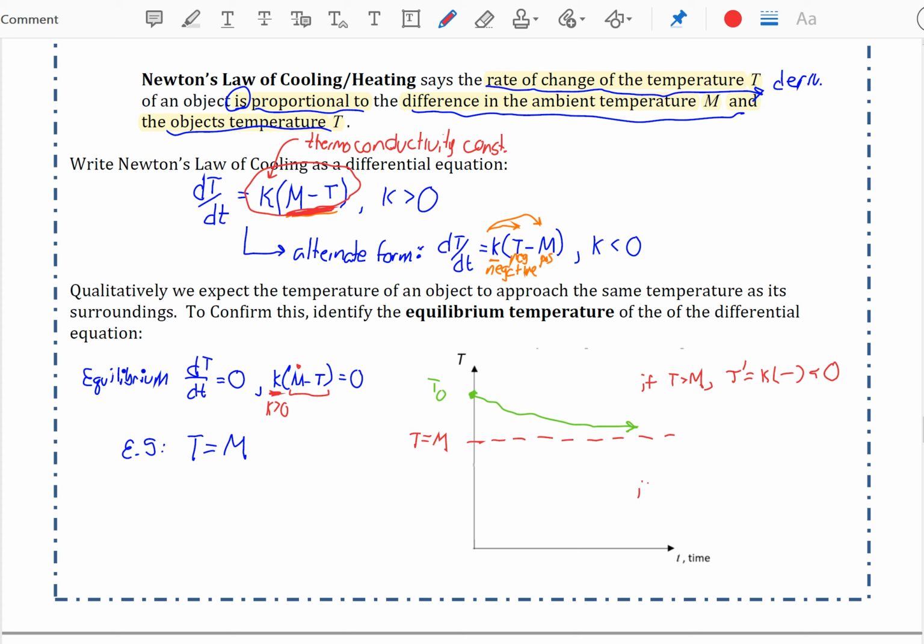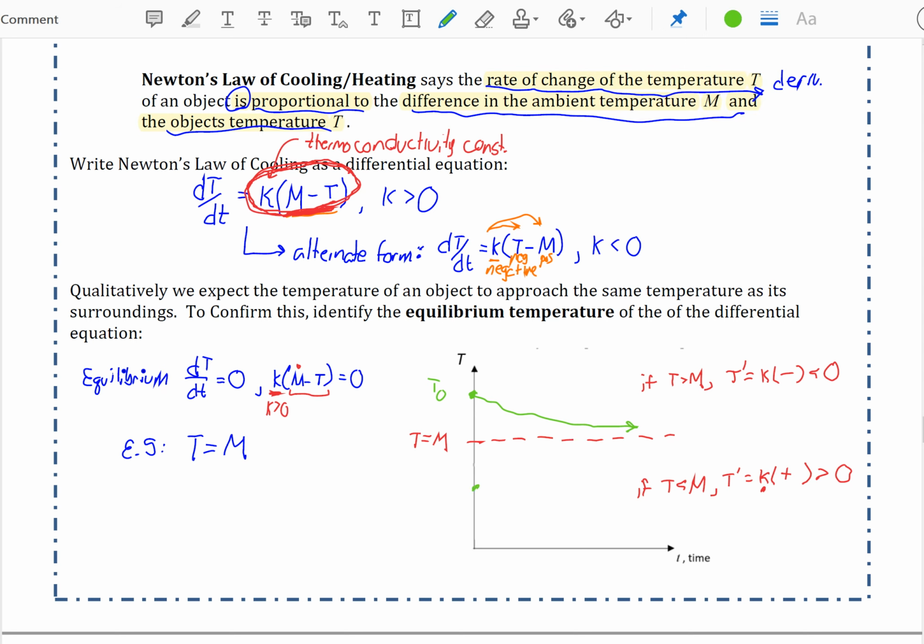Similarly, if T is less than M, if the temperature of your object is less than the room temperature, then T prime is going to look like K, your proportionality constant, times M minus T. Now, if T is less than M, then M minus T is going to be a positive number, and K is a positive number, so the sign of your derivative is greater than 0.